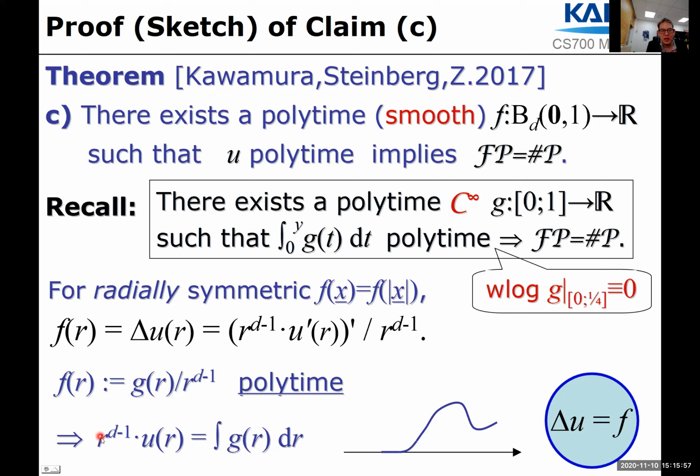So the scaling times the solution must be equal to the antiderivative of the original right-hand side, g. And remember, this is the part that is hard to compute. The integral is hard to compute. And this is exactly what happens here. Whereas if we could compute the solution u in polynomial time, then we could also weight it, scale it with r to the d minus 1 in polynomial time, and thus recover the integral.